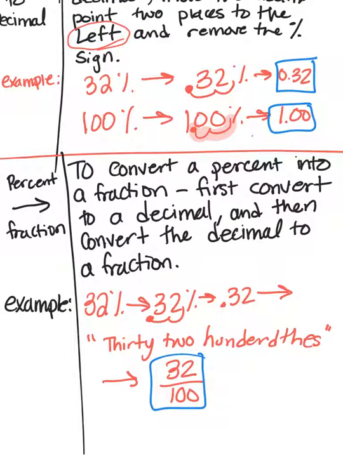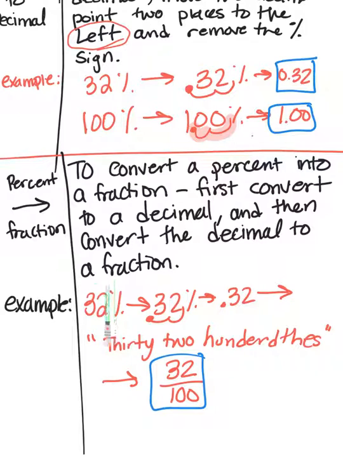So turning a percent into a fraction involves a little bit more work. It makes you apply all 3 of the conversions. It says to convert a percent into a fraction, first convert to a decimal, and then convert the decimal to a fraction. So the very first step is to convert it into a decimal first. Then after you have a decimal, you can convert it into a fraction.